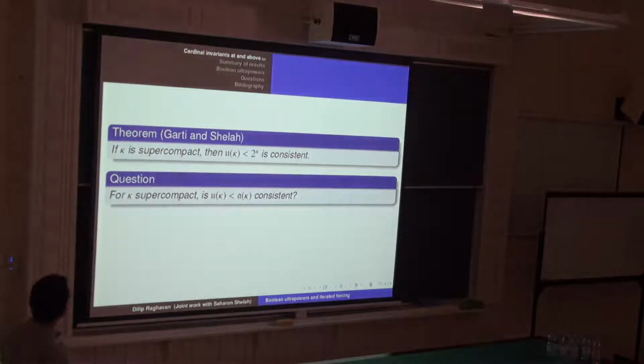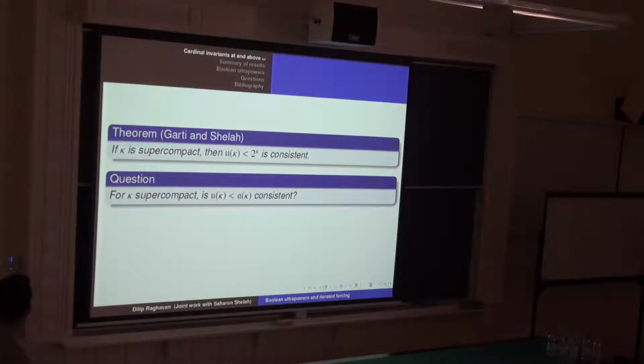Okay, so then for higher kappa, there was some work of Garti and Shelah, where they proved that if kappa is supercompact, then it's consistent that U kappa is less than 2 to the kappa. There are good reasons why you probably need some kind of large cardinal here, but for example, I think the analog of this at omega 1 is completely open. I will talk about that later.